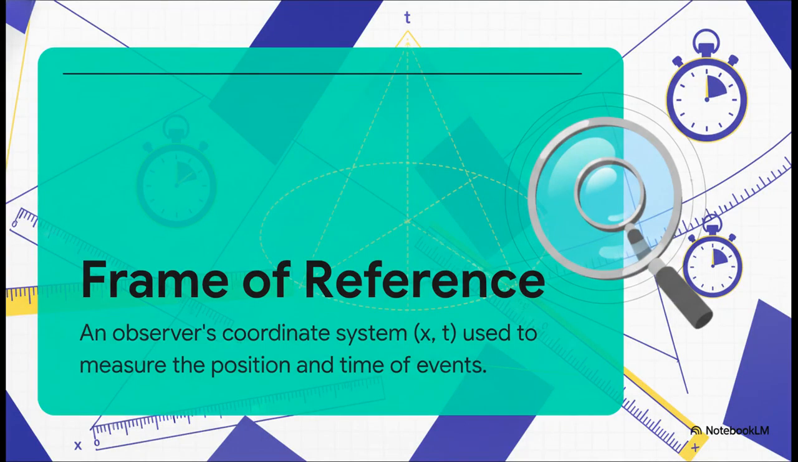Now, each of these observers has what we call a frame of reference. Don't let the term scare you. All it really is, is their own personal toolkit for measuring the universe. You know, their own ruler for space and their own stopwatch for time. And that's the whole puzzle we're trying to solve here. How do you translate what one person measures into the language of the other?